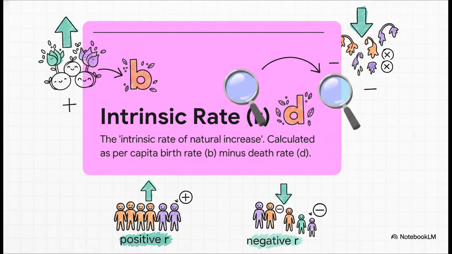Now, to measure that potential, scientists use a special value they call r, the intrinsic rate of natural increase. But don't let the name scare you. Just think of it like this. It's the birth rate per individual minus the death rate per individual. That's it. If r is positive, the population grows. If it's negative, it shrinks. It's the number that tells you how fast a species could grow if nothing held it back.